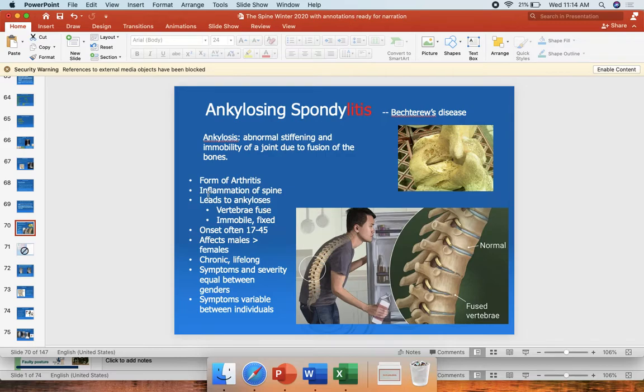So this is actually a disease. It's going to affect males more often than females. It's chronic, so it's going to be something that happens throughout the person's life. The older they get, the worse it is likely to become. Onset is often 17 to 45, so this could occur early in a person's life or later in a person's life.